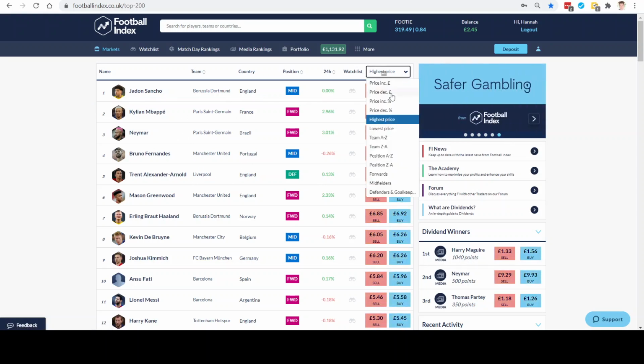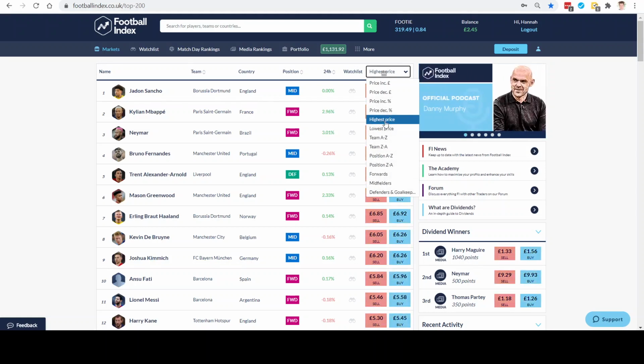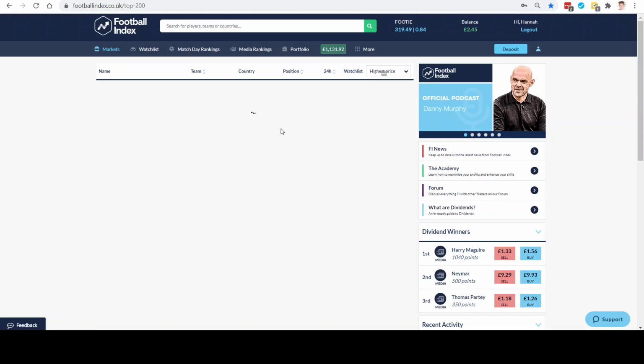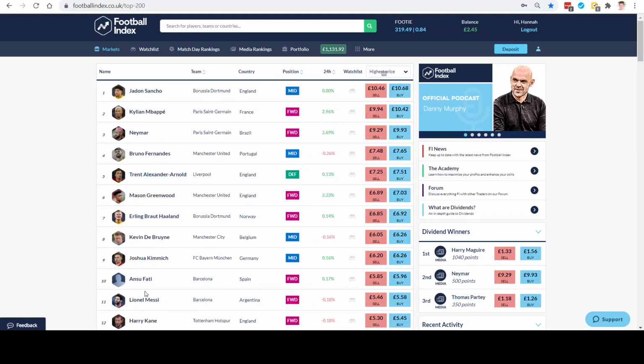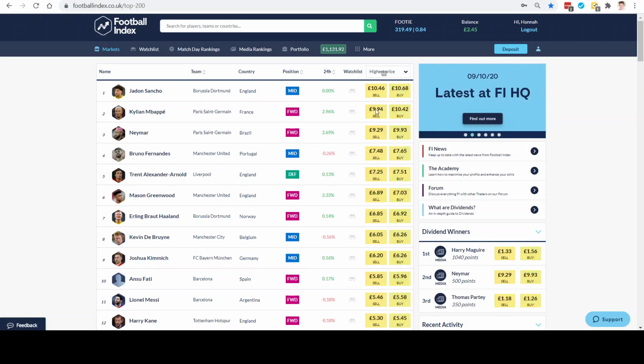Now you can organise this list by different categories, so you can do it by the highest price, lowest price, position, forwards, that sort of thing. I tend to use the highest price, so that gives me the highest price footballer on the index currently, followed by the second most expensive, third most. And then obviously you've got your prices here as well.